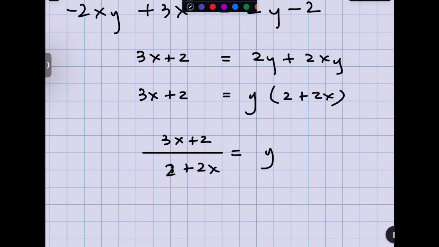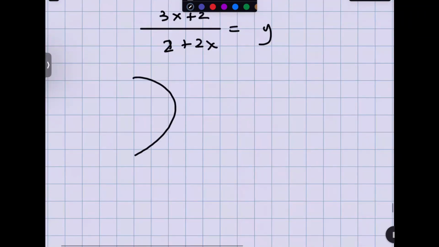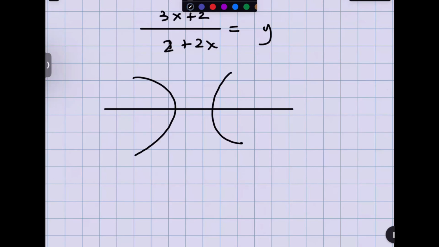For 24, the transverse axis. That's like the major axis. Okay. So the transverse axis is, if I have this, this is the transverse axis. The transverse axis is like the major axis. It has the vertices, the foci, and the center on it. And the other one's called the conjugate axis.